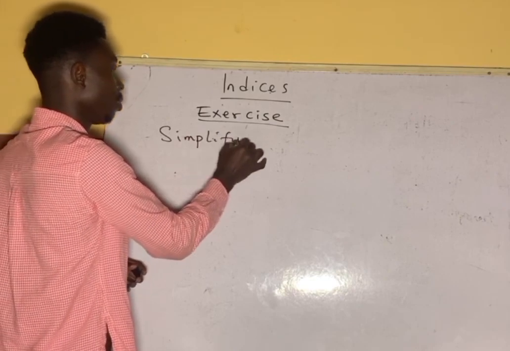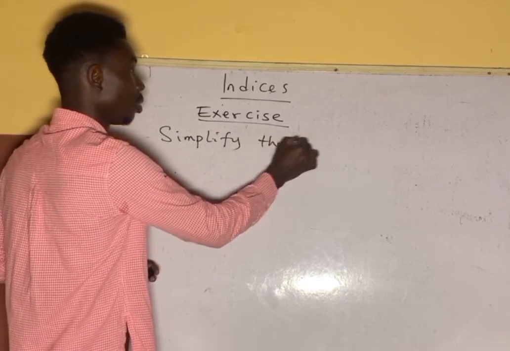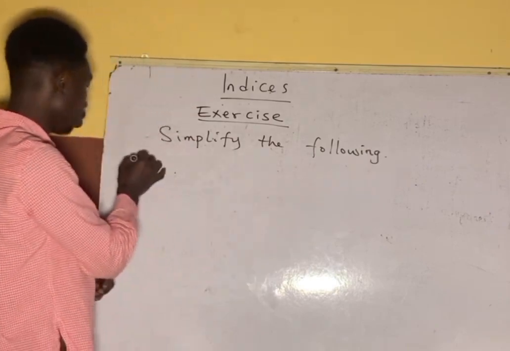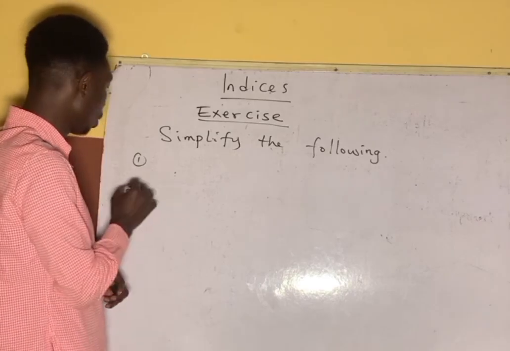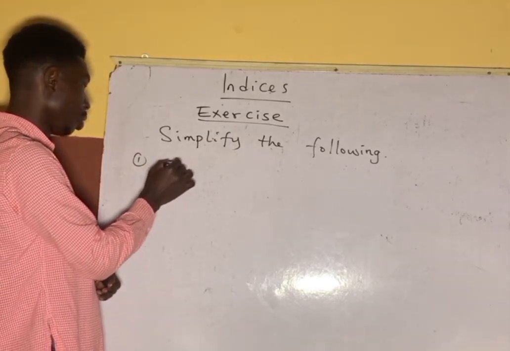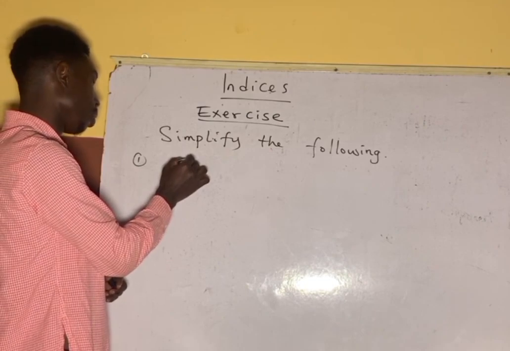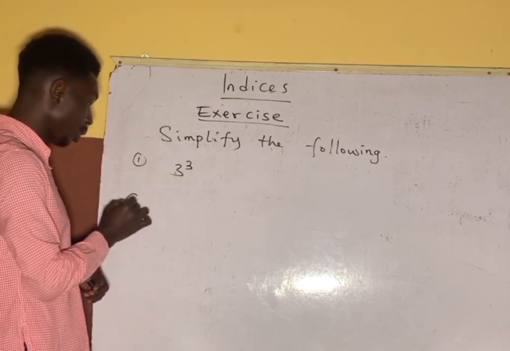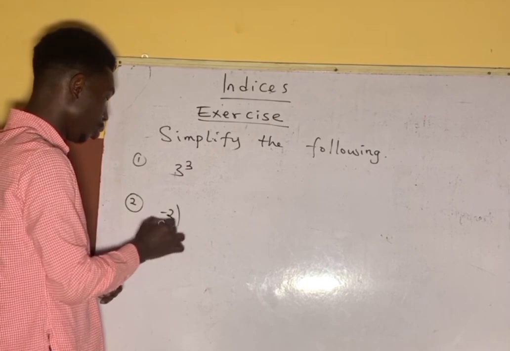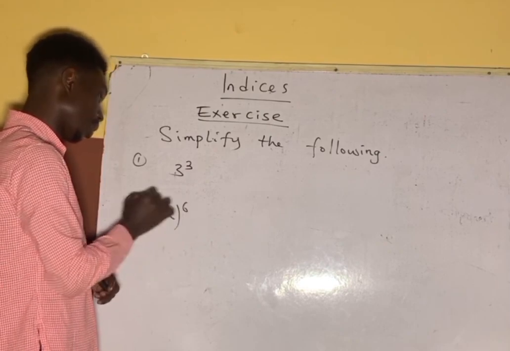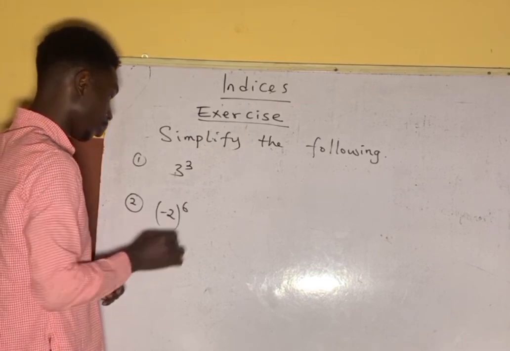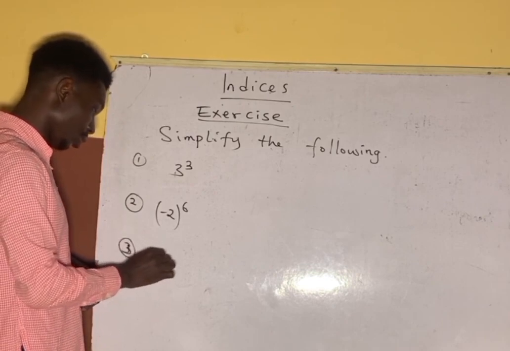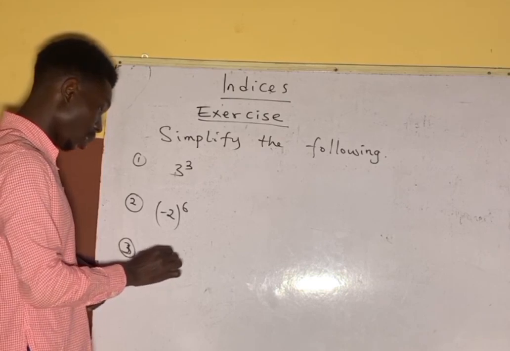Simplify the following. Number 1, 3 raised to power 3. Number 2, minus 2 raised to power 6. Number 3, 5 raised to power 5.